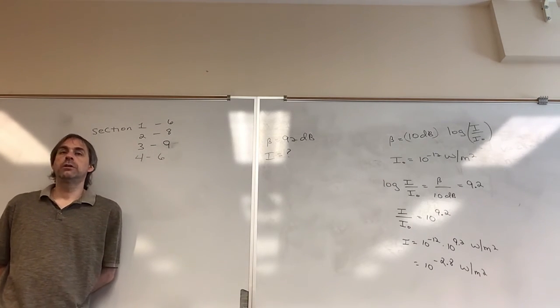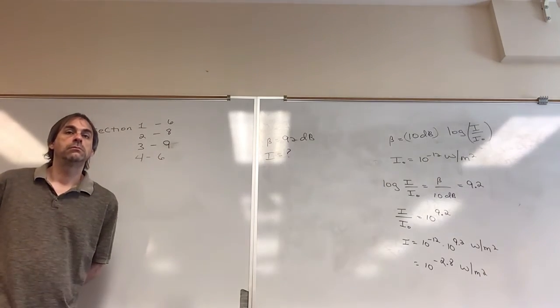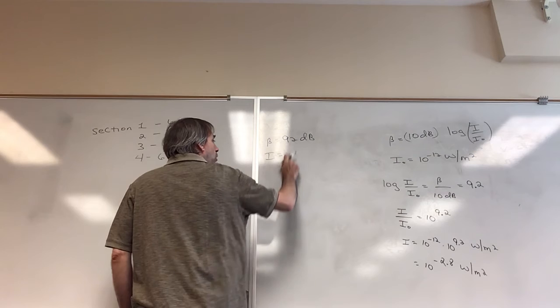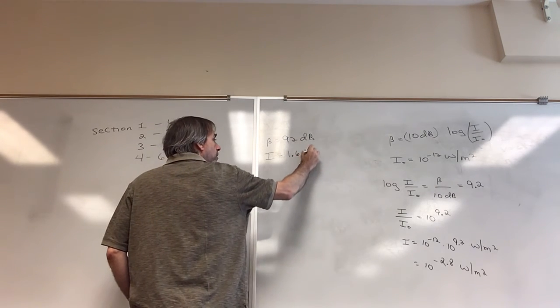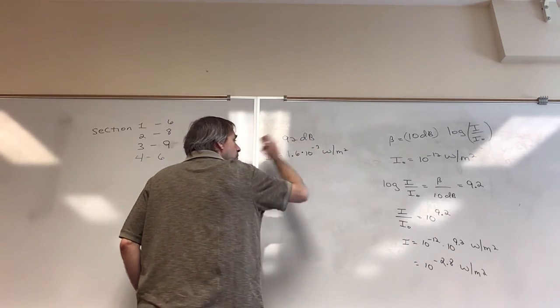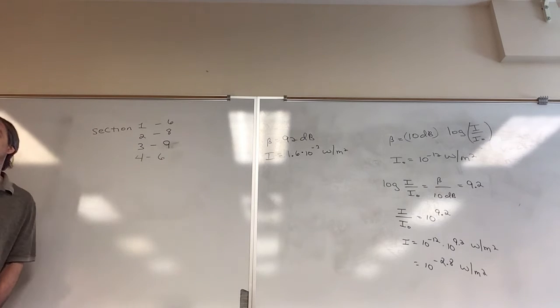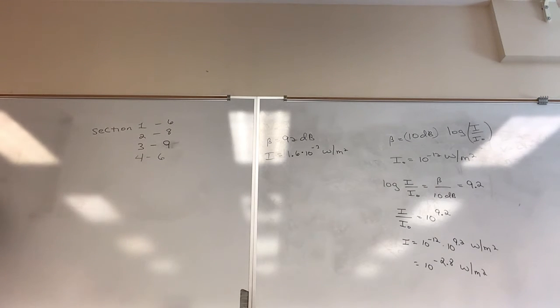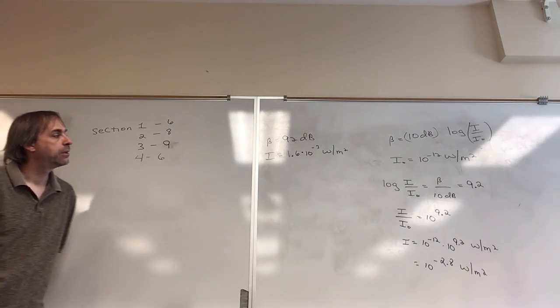Can we get an answer for this? I got 0.0016. So it's, let's say, 1.6 times 10 to the minus 3 watts per meter squared. This is a reasonable number. The hearing range is from 10 to the minus 12 watts per meter squared to about 10 watts per meter squared, which you never want to experience. That would quickly destroy your hearing. So this is a reasonable number. 92 decibels is fairly large.